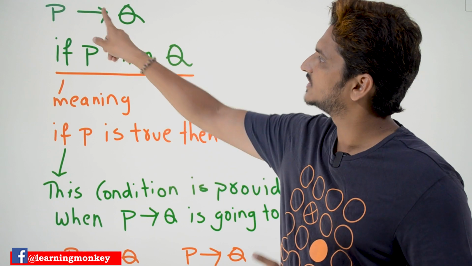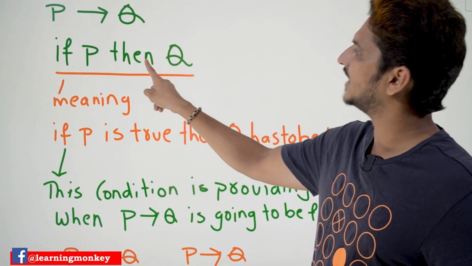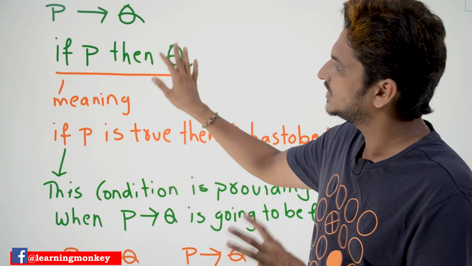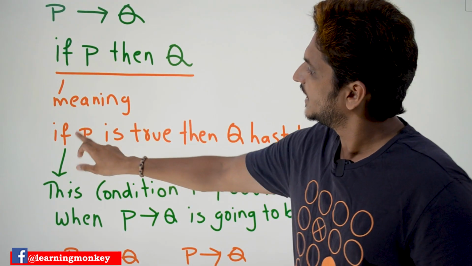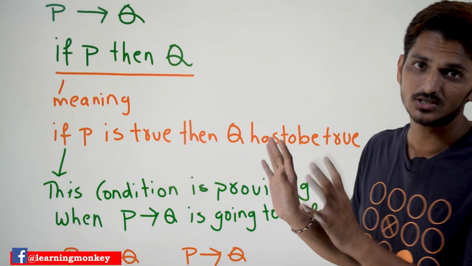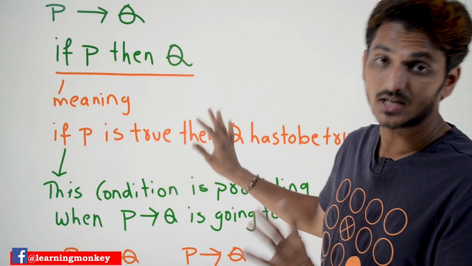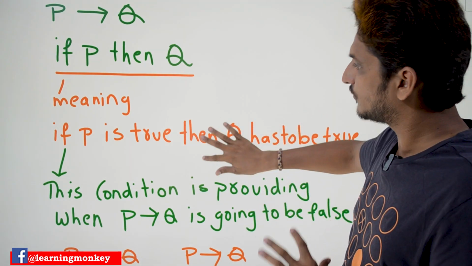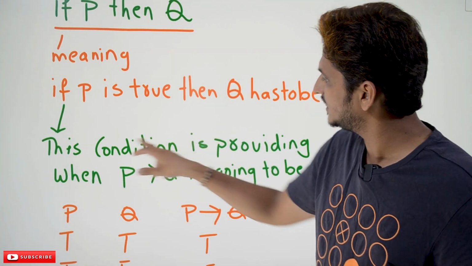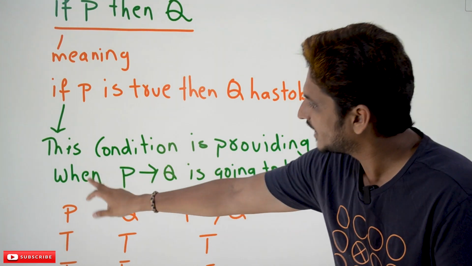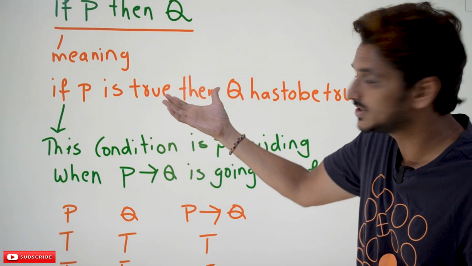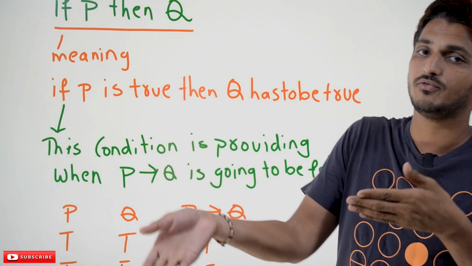So what is the condition for this implies? It means if P then Q. If P then Q. From this, the meaning is, if P is true, then Q has to be true. If P is true, then Q has to be true. So from this condition, what we are going to understand is that this condition is providing when P implies Q is going to be false.